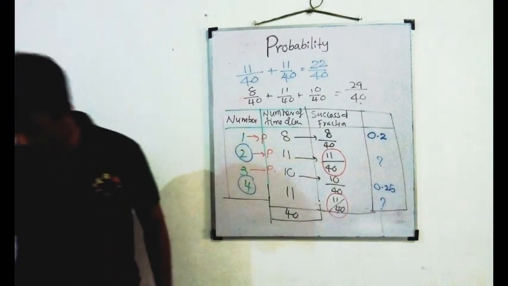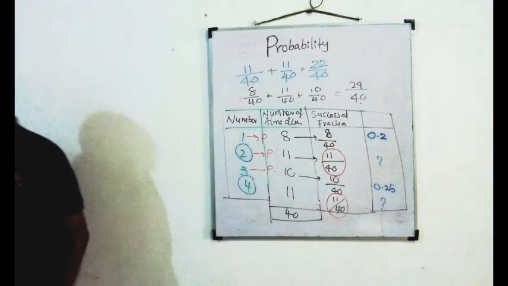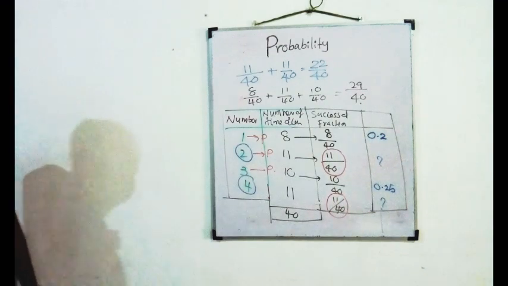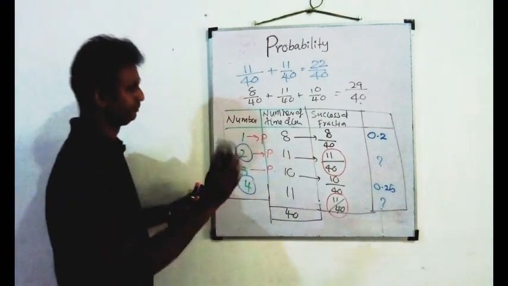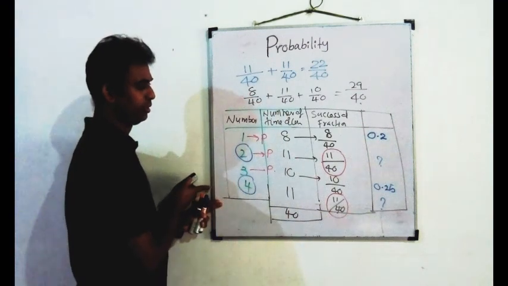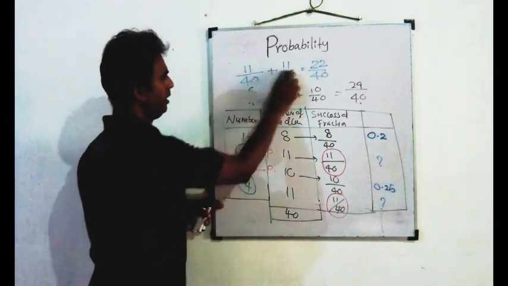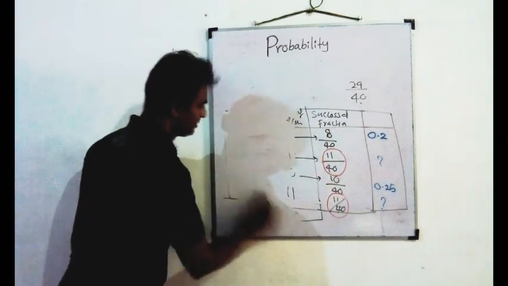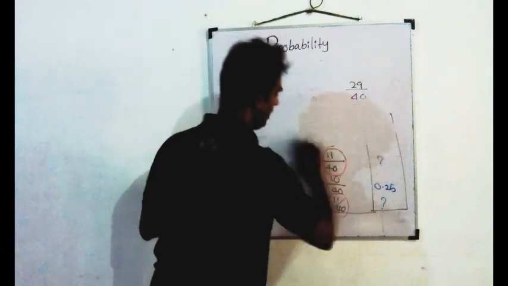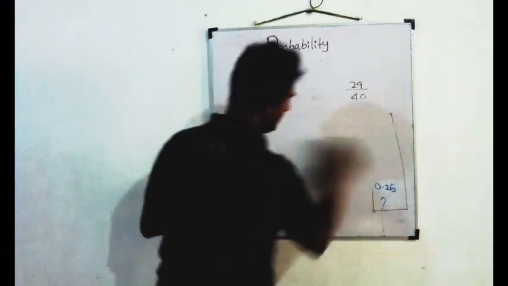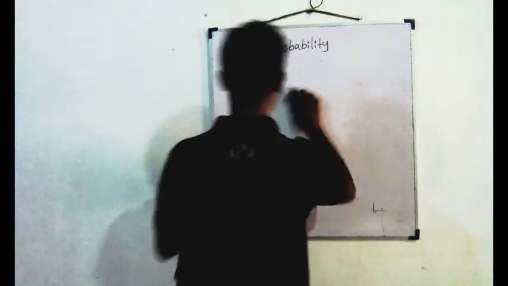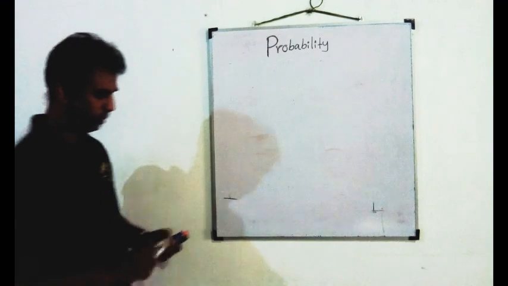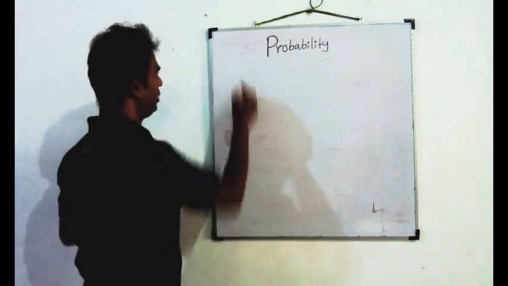That is the way you can find the fraction of success. Are you clear on this one? I will clean the board and go to the last section of this lesson, which we call theoretical probability.